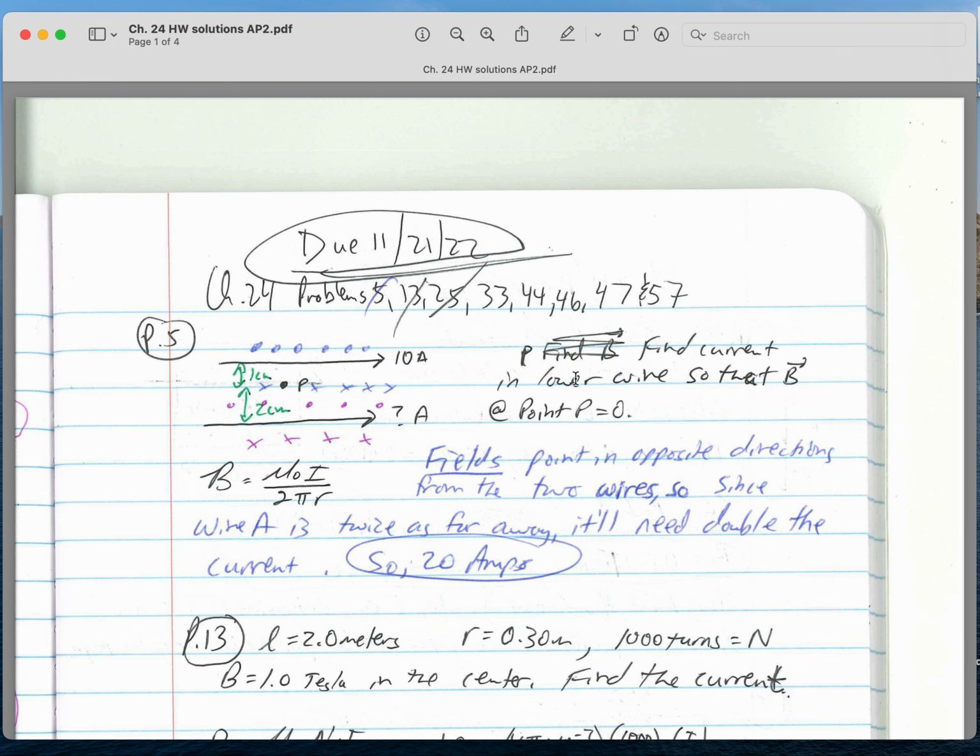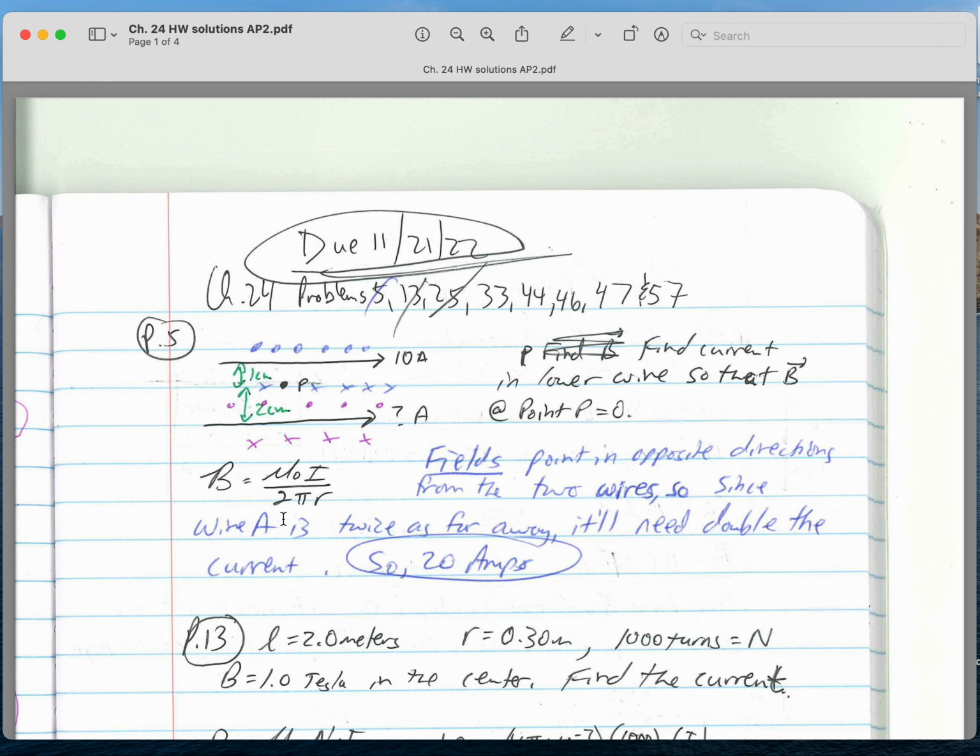For problem 5, it says if you have a 10 amp current in the upper wire and an unknown current in the lower wire, both currents are going to the right. Point P is 2 centimeters from the lower wire and 1 centimeter from the upper wire. Find the amount of current in the bottom wire. If we go back to this formula, which is on your formula sheet, I think that is formula E19, and it's also in chapter 24.